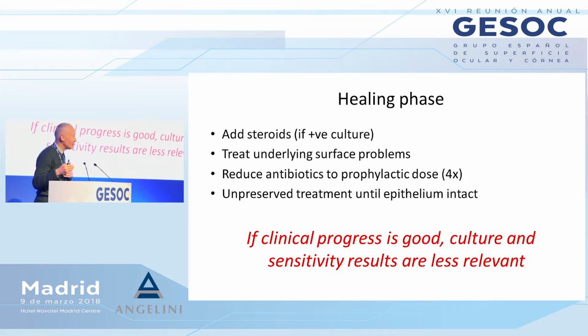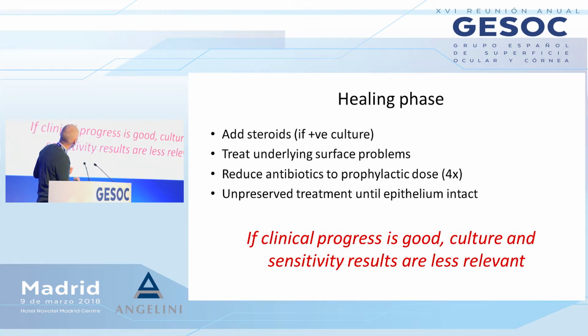With antimicrobial drugs, you are either aiming to sterilize or you are aiming to prevent new infection, either sterilization or prophylaxis. In the healing phase, we are assuming that the cornea is sterilized, so we are simply trying to prevent superinfection, new infection in the healing phase. You can reduce to the prophylactic dose of the topical antibiotics, which for most of them is 4 times a day.